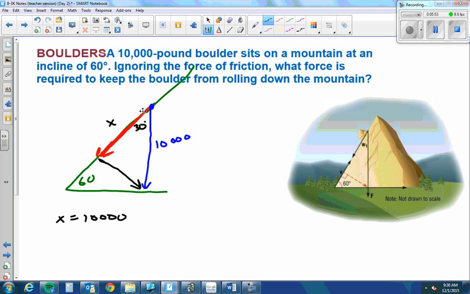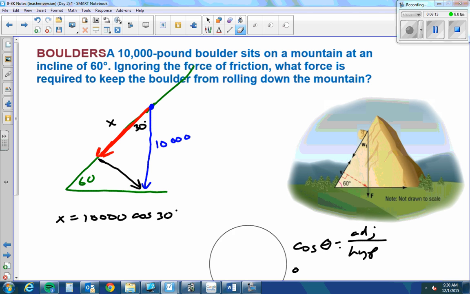Since I'm trying to find the adjacent, cosine. And once again, you're supposed to know, going all the way back to geometry, cosine is adjacent over hypotenuse. But that means to find the adjacent, you do the hypotenuse times cosine of theta.